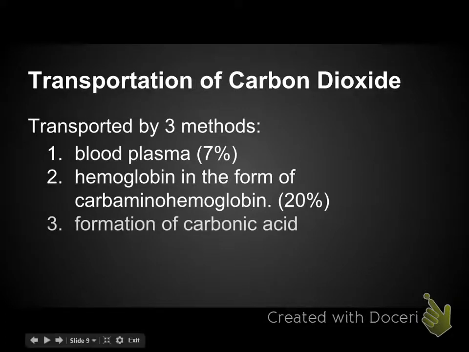The bulk of it, 70% of it, goes through a chemical process. And so we'll just quickly outline this chemical process in terms of how carbon dioxide actually moves into what's referred to as carbonic acid.